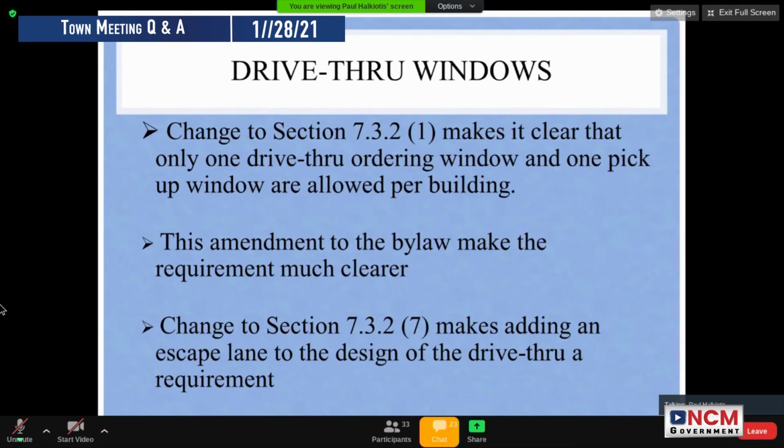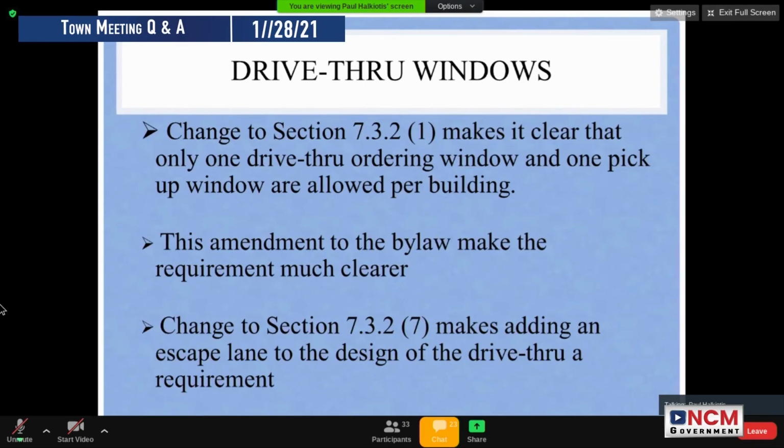The other thing that this will do, it will add a new requirement for the design of drive-through lanes by requiring that there's an escape lane or a bailout lane. This really kind of came up with an application that the planning board had that included a 270-foot long drive-through lane that had no escape lane.